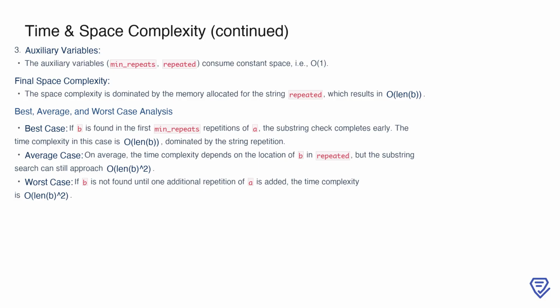In the best case, B is found within the initial min_repeats repetitions of A. Here, the substring check completes early, and the time complexity is dominated by the string repetition, resulting in O(len b). In the average case, the position of B within repeated determines the complexity, but it often approaches the worst-case scenario. Finally, in the worst case, where B is not found until one additional repetition of A is added, the time complexity reaches O(len b squared), as the substring search is repeatedly performed over a growing string.